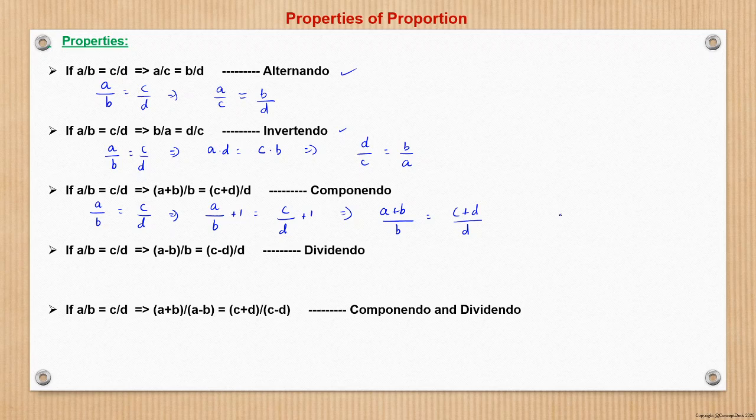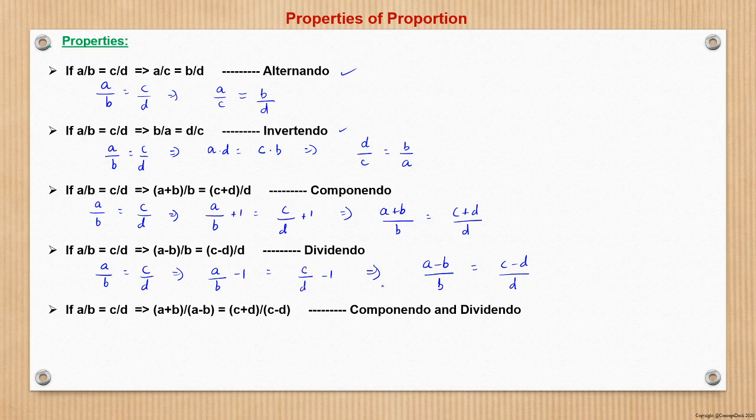This also we should keep at the back of the mind. Now see here, in the same way, A by B is equal to C by D, that is A, B, C, D are in proportion. So if I subtract 1 from both LHS and RHS, what would it be? It will be nothing but (A minus B) upon B is equal to (C minus D) upon D. So this is known as dividendo. The earlier one is componendo. Componendo means we are adding the denominator to the numerator on both LHS and RHS, and in dividendo, we are subtracting the denominator from the numerator on both LHS and RHS.